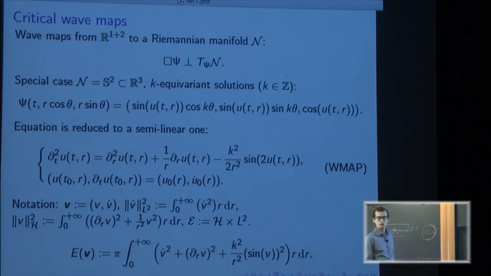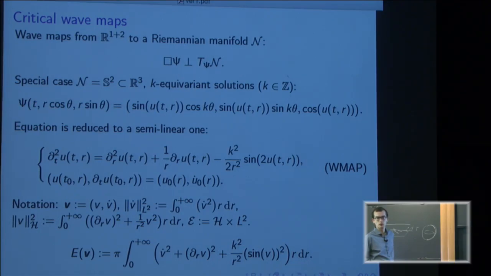How are you distinguishing V from U? Oh, I noted V because V is an element of the phase space and u is the evolution. It's a function from t to the phase space. So that's why I use a different letter here. So for each element of the phase space V, I have the energy, which is defined like this.